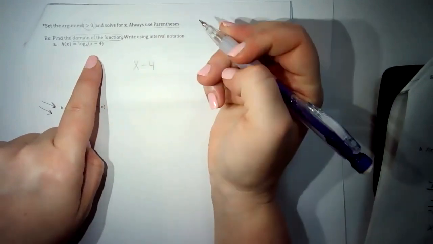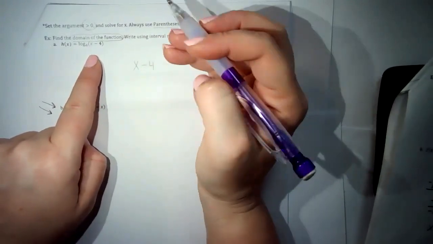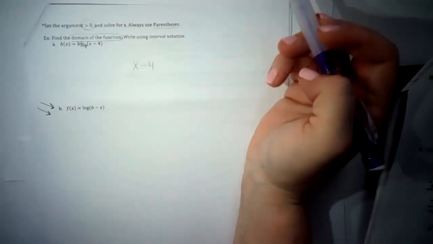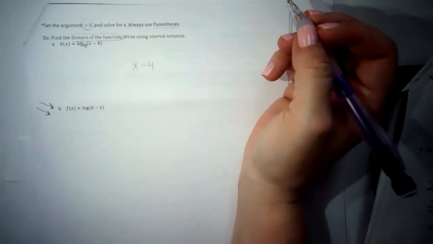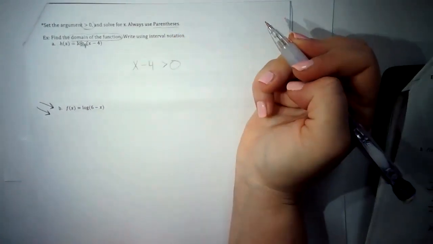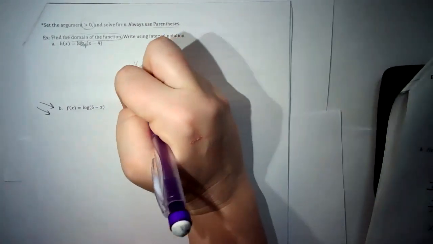X minus 4. Did it say worry about the base in any way? We do not care about the base. We do not care about the word log. We only want the argument. We're going to set it greater than 0 and we're going to solve for X.